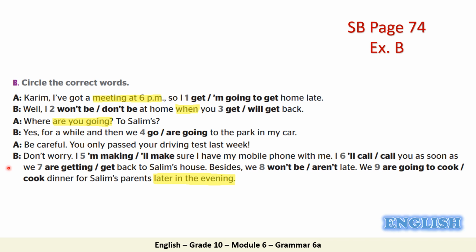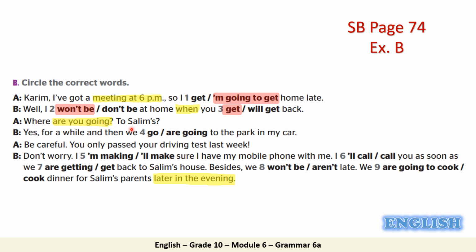All right, let's brainstorm the answer. "Karim, I've got a meeting at 6 p.m." So the answer here, "I get" or "I'm going to get"? Yes, it is "I'm going to get." Well done, everyone. For the next one, "I won't be" or "don't be" at home? Yes, "I won't be." Now this is kind of tricky. "You get" or "will get" back? Well done for the people who got it correct. "Get" is a habit, something that you usually do, which is going back home.